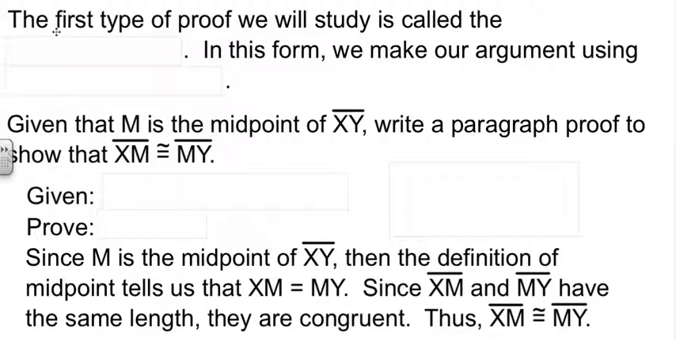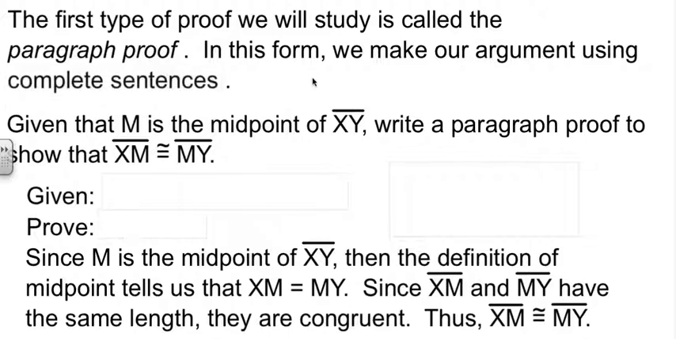Now, we said there are many different ways to prove things. The first one we're going to look at is called the paragraph proof. When you do a paragraph proof, what you are writing are complete sentences. This means subjects, this means verbs, this means punctuation. You have to do it. If you just start slopping things down, it's not going to work. You have to be able to prove what you're saying. And you're all big boys and girls. You can write a complete sentence, I promise.